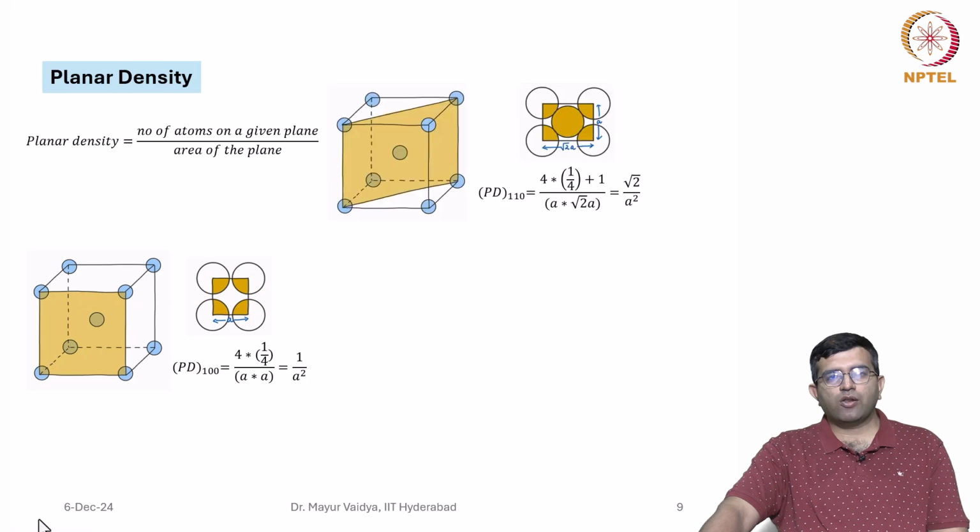This is how we calculate the number of atoms. Similarly, if you want to calculate on 110, the 110 plane passes through the body centered atom here. So, you will have the 4 corners sharing 1 by 4 plus 1 full body centered atom. So, 4 into 1 by 4 plus 1, divided by the area of this plane, where this is A and this is root 2 A. So, this comes out to be root 2 by A square.